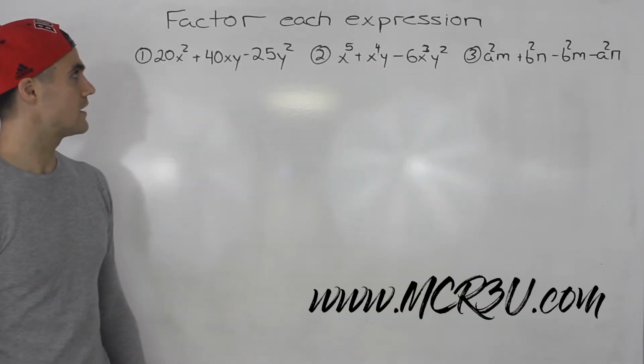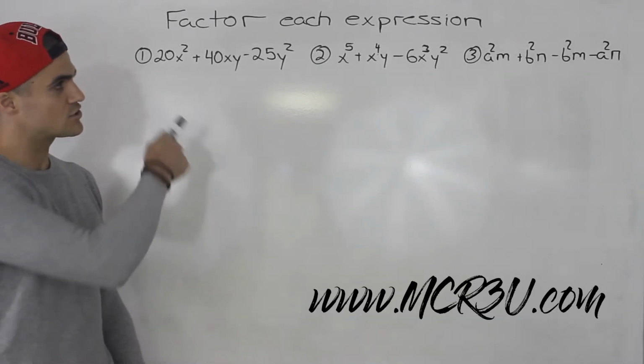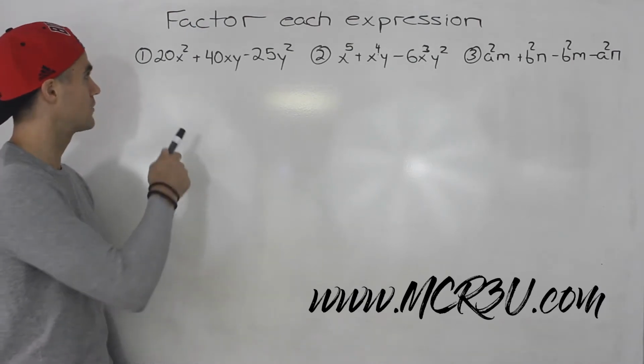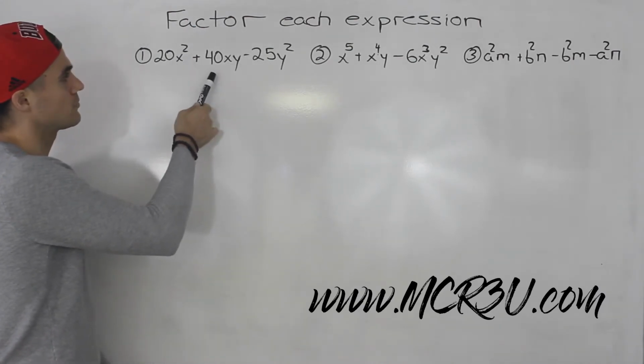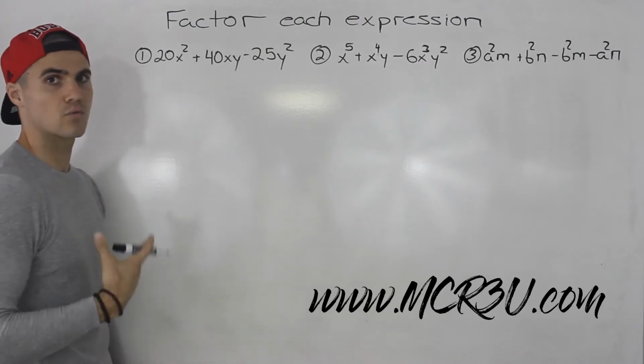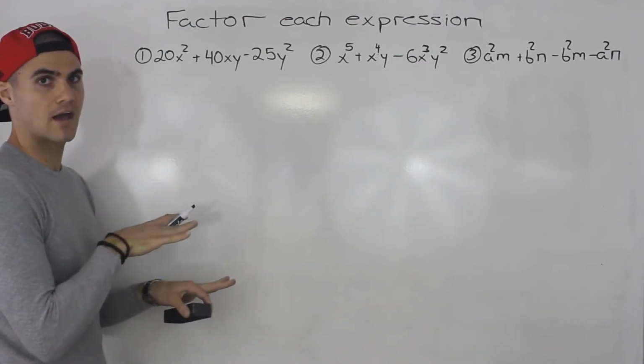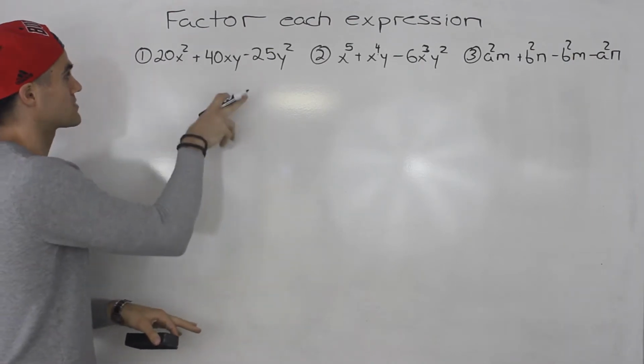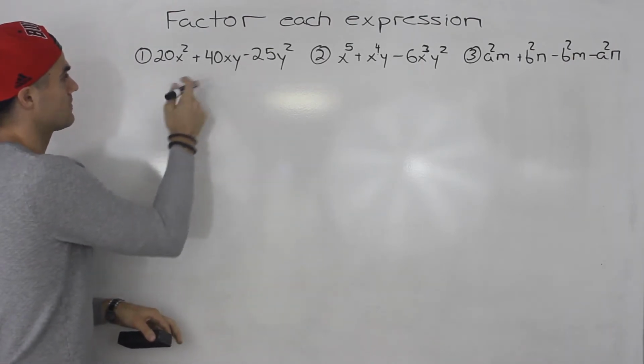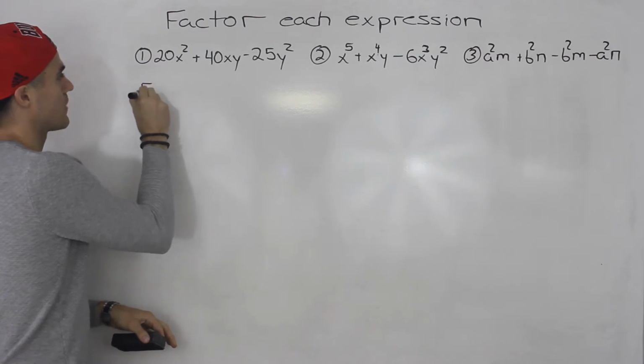Moving on to another question. We have to factor each of these three expressions. So starting with number one, we've got 20x squared plus 40xy minus 25y squared. First thing you check with factoring is, can you take anything out of all of the expressions? And notice here, we could take out a 5 from everything.